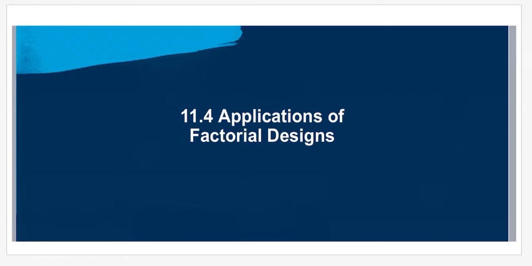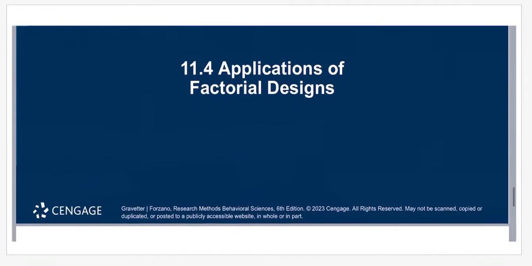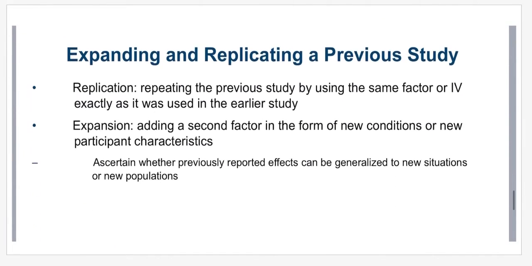The first one is adding a factor to an existing study. The second one is using a participant variable as a second factor to control the variance in a between subjects design. And then the third application is using the order of treatments as a second factor to evaluate order effects in a within subjects design. And then we're going to talk about the advantages of all of that as well. So let's get started with the first one.